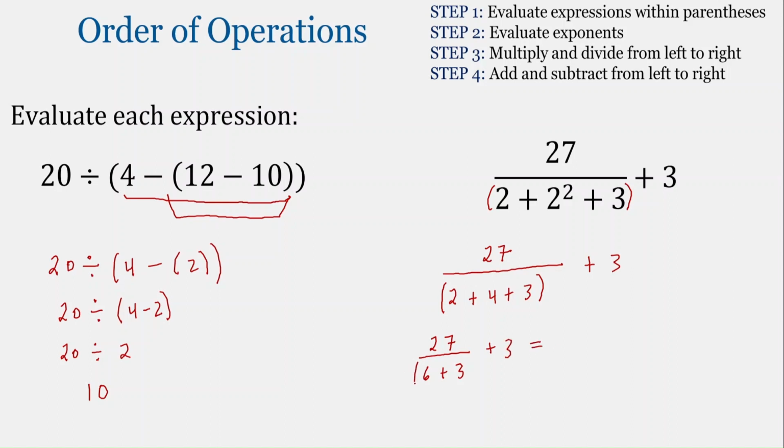Again, we still have this grouping in the denominator. We have 27. 6 plus 3 is 9 plus 3. So we no longer have any parentheses. We do not have any exponents. So now we multiply and divide from left to right. 27 divided by 9 is 3 plus 3. And then 3 plus 3 is 6.